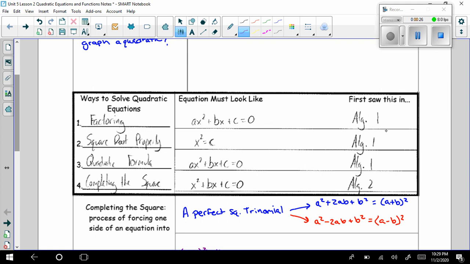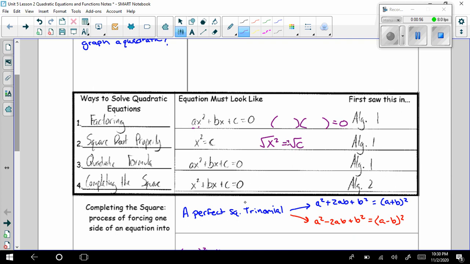You saw this in Algebra 1 first. We also did it in Unit 2. Square root property, same thing. You're first introduced to this in Algebra 1. So factoring in the form of ax squared plus bx plus c, breaking that into your binomials and setting those equal to 0. Square root property, where you take the square root of both sides to solve for that.